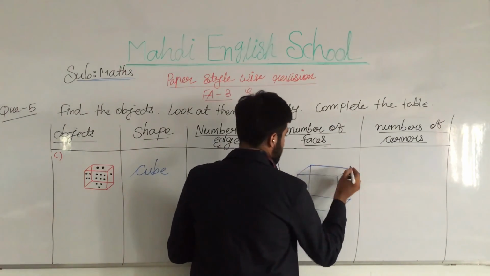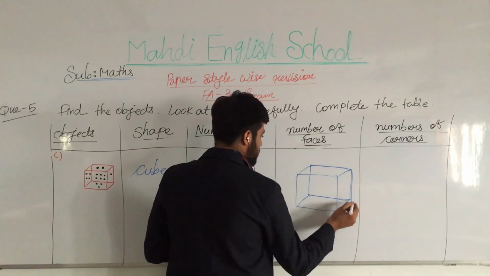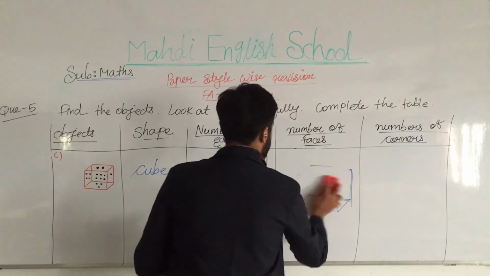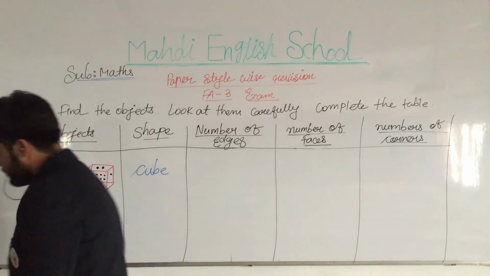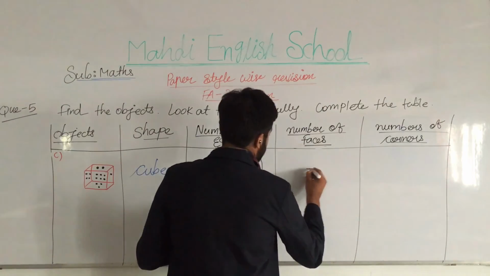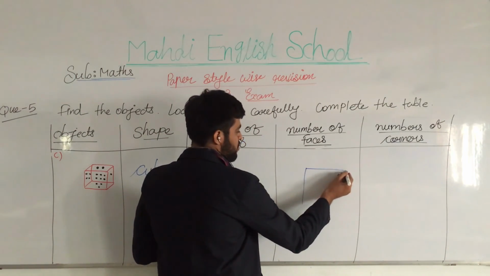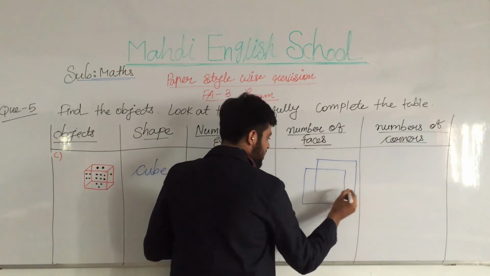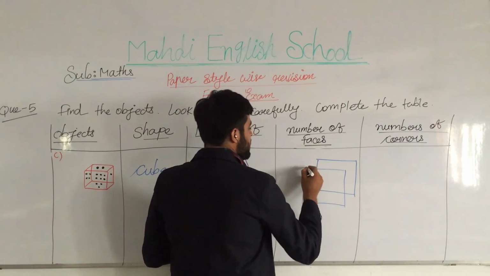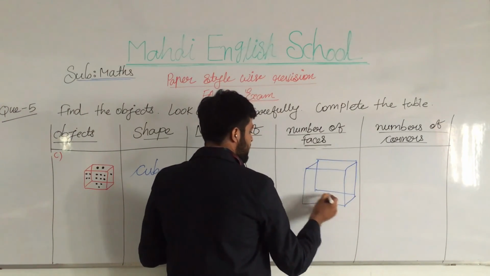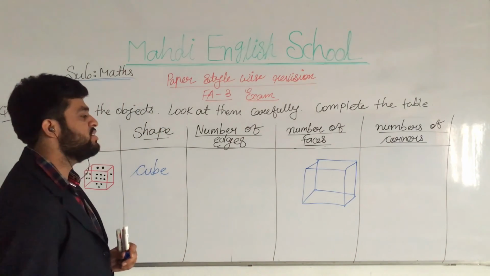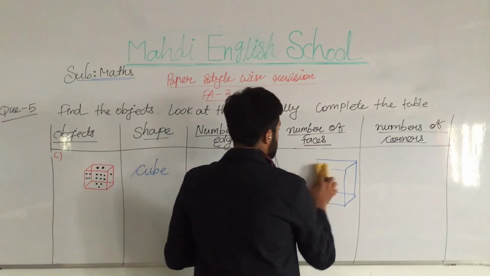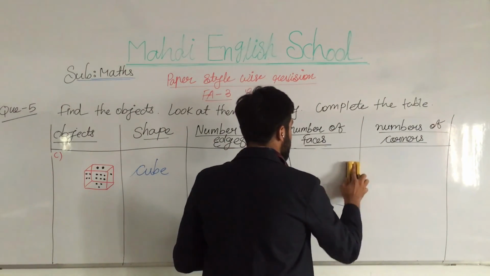See, 1, 2, 3. Again, one by one I will show you, my dear students, and then you have to count the edges, meaning lines. Okay, see, this is 1, this is 2, 3, 4, 5, 6, 7, 8, 9, 10, 11, 12. So how many edges? Again I repeat, my dear students, how many edges does a cube have? So the edges of a cube are 12.